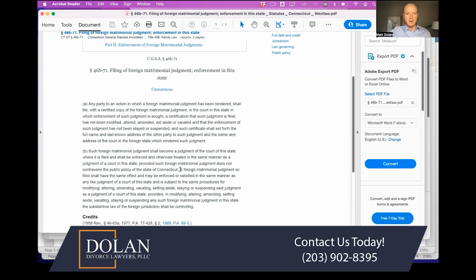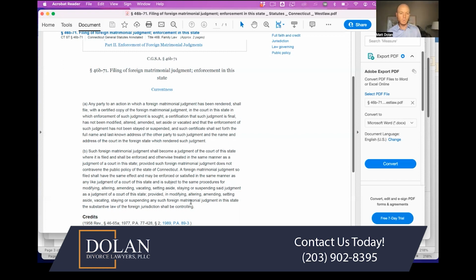The statute goes on to say that a foreign matrimonial judgment so filed shall have the same effect and may be enforced or satisfied in the same manner as any like judgment of a court of this state, and is subject to the same procedures for modifying, altering, amending, vacating, setting aside, staying, or suspending such judgment as a judgment of a court of this state, provided in modifying, altering, amending, setting aside, vacating, staying, or suspending any such foreign matrimonial judgment in this state, the substantive law of the foreign jurisdiction shall be controlling.